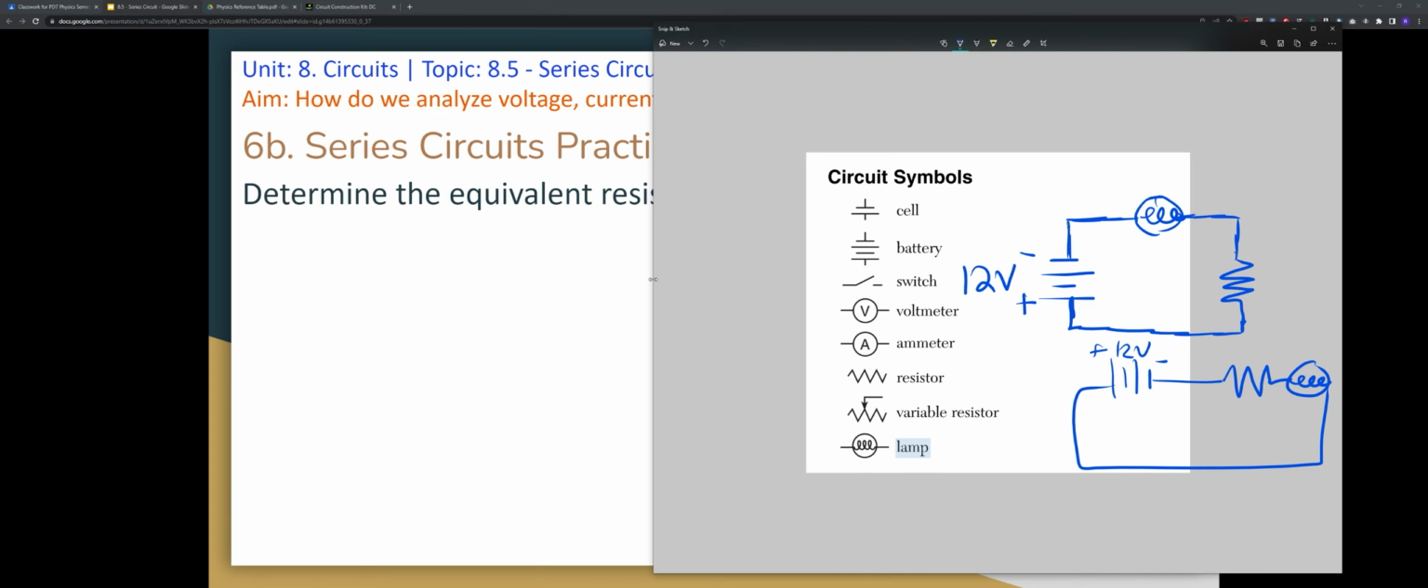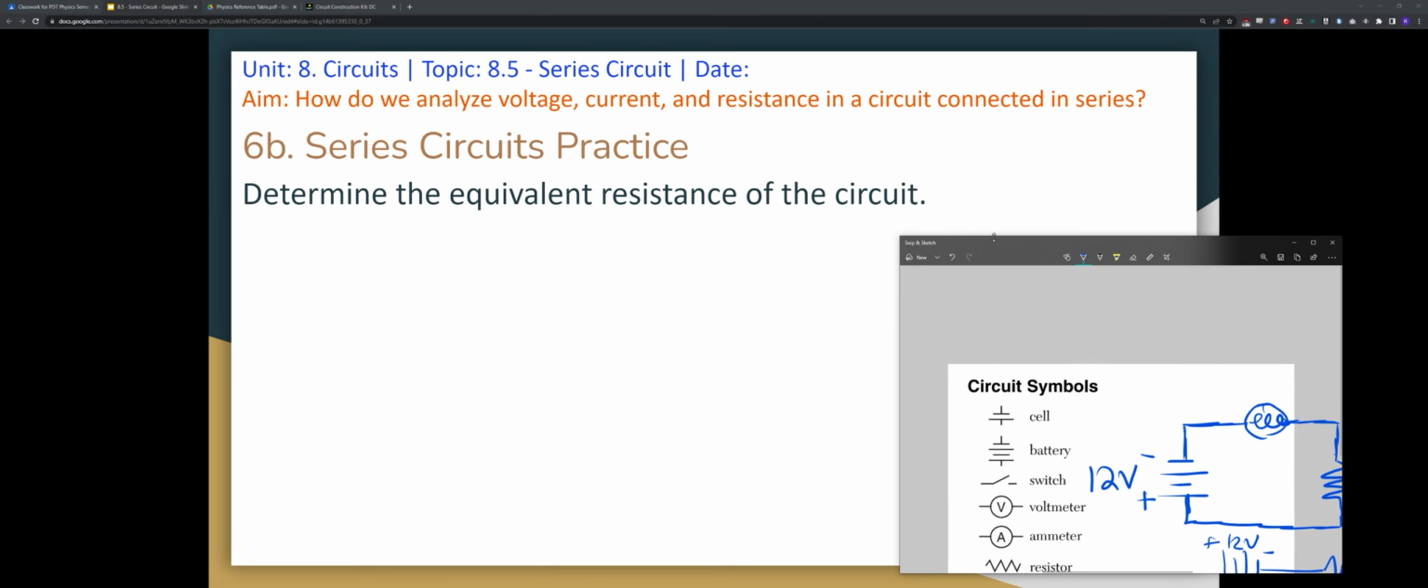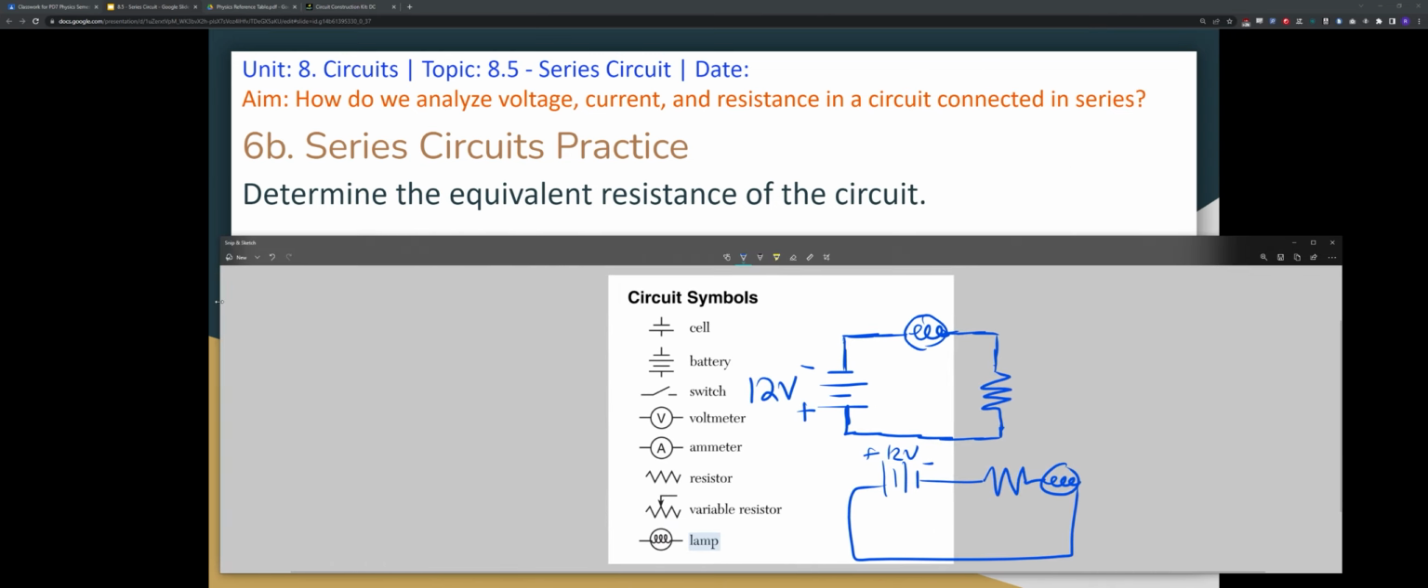And so now 6b says, determine the equivalent resistance of the circuit. So we know R1 is 10 ohms. That's what the problem says. And the current running through the circuit is 0.5 amps. And so the resistor is R2. So this is R2. And they want to know, what is my equivalent resistance?